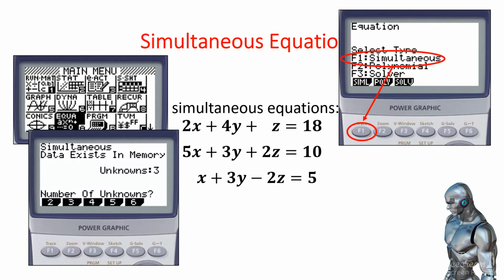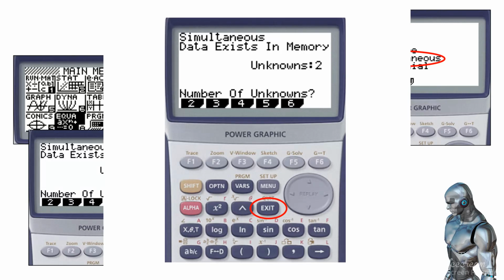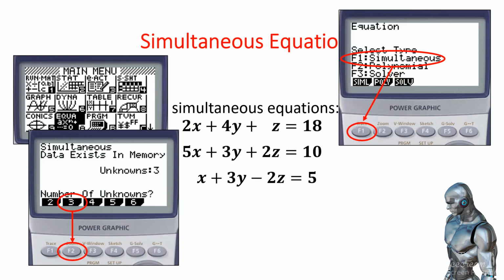Now we're going to do the same thing, go back into equations, simultaneous, and get to our number of unknowns menu. If you've just been following in the last example with me, there is a trick on your calculator: pushing exit takes you back steps. So if you've already solved the last example, you could push exit a couple of times to get back to this number of unknowns menu. Now this time we have three unknowns, x, y, and z, so let's push F2.